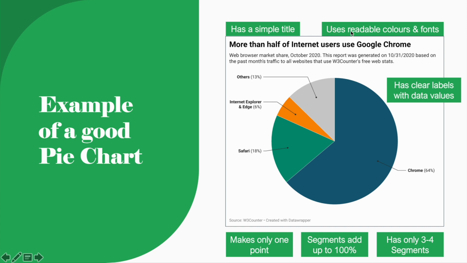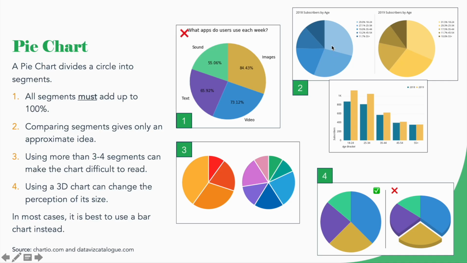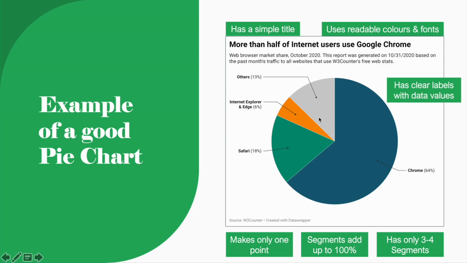Then it provides readable colors and fonts. You see, the colors are easy to compare. If you look at this pie chart, it's very difficult to compare different shades of blue. They look so similar. But here you can very easily compare the different colors. And the fonts are also easy to read.